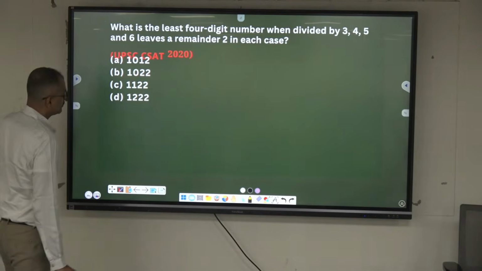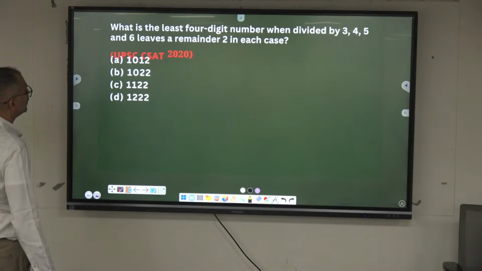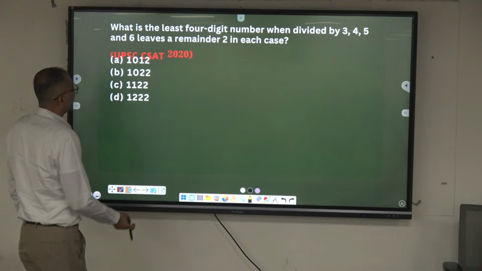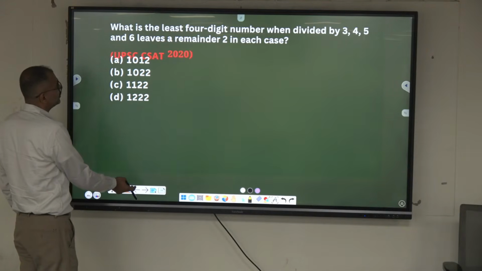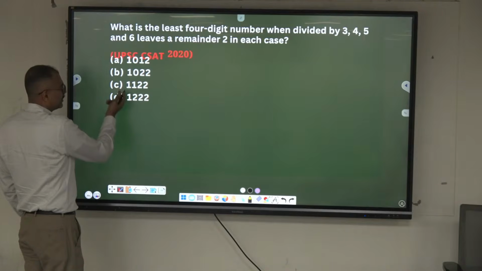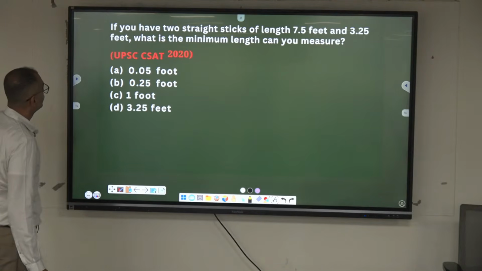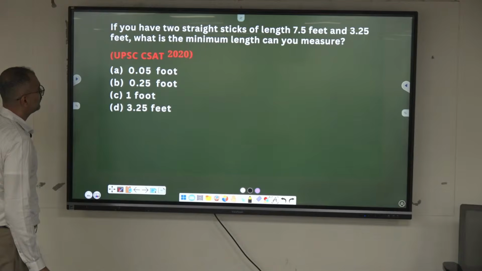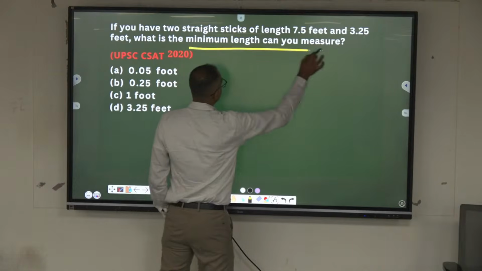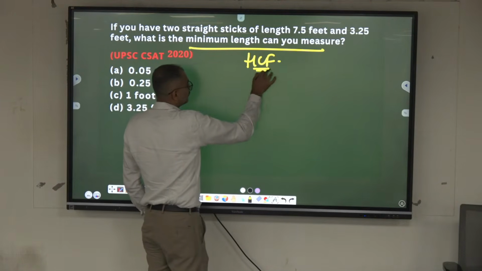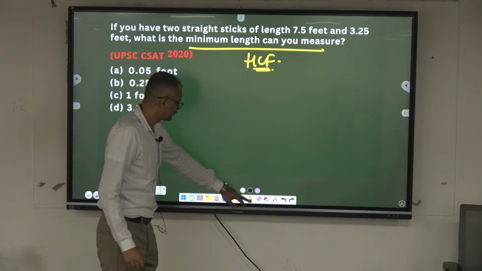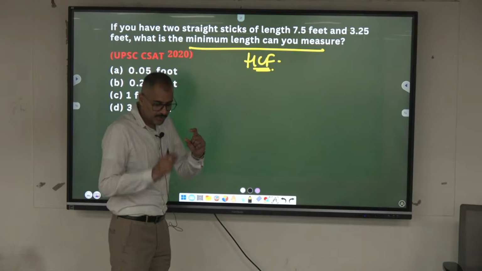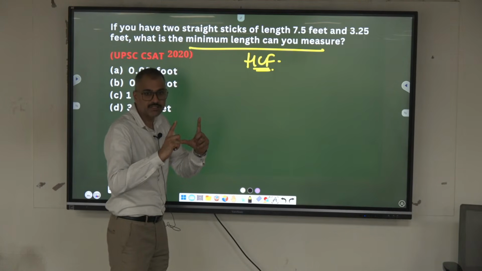Okay, next case. The least 4-digit number when divided by 3, 4, 5, 6 leaves a remainder 2 in each case. Very similar to what we have done earlier also. Okay, least 4 digit. Okay, same question repeated. If you have 2 straight sticks of length 7.5 feet and 3.25 feet, what is the minimum length that can be measured? Which is nothing but what here? HCF. Okay, isn't it? Meaning, if you measure it at a minimum, then the count becomes the highest common factor.